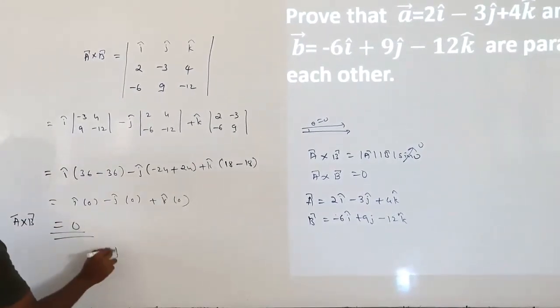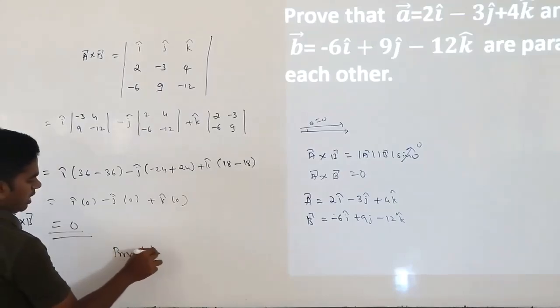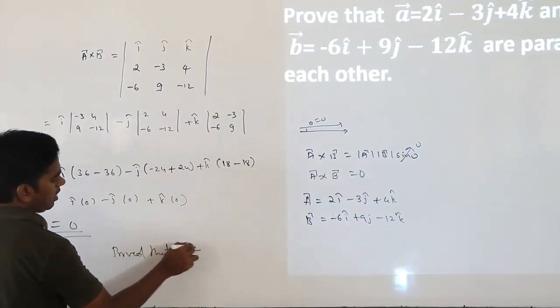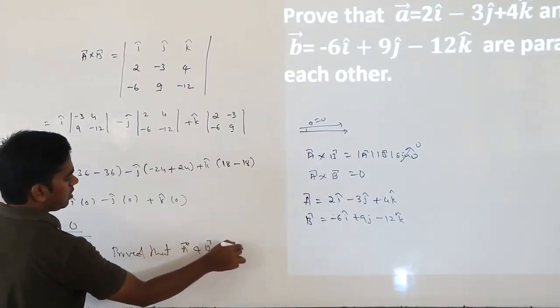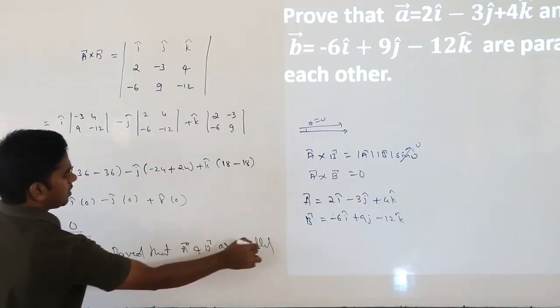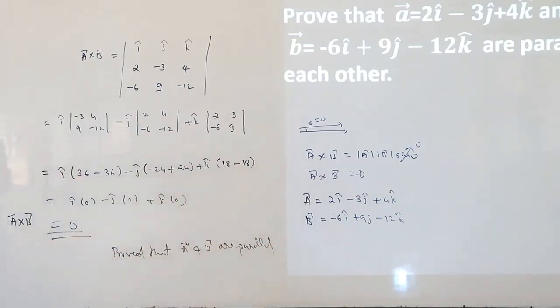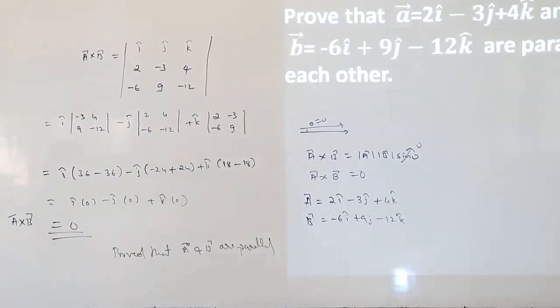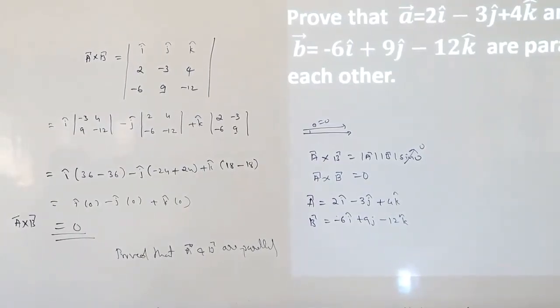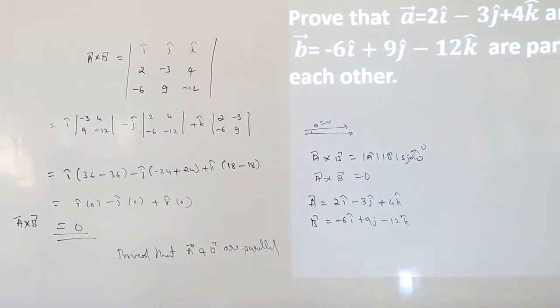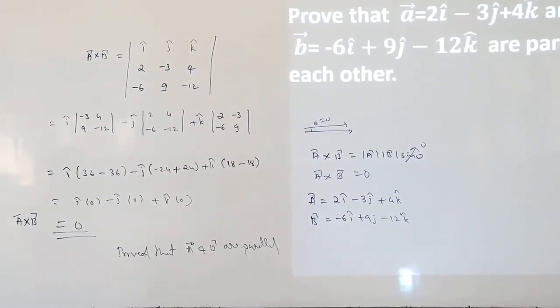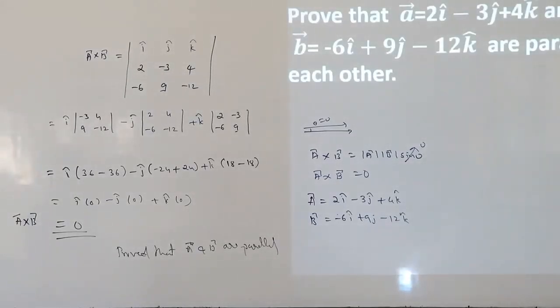This proved that vector A and B are parallel. So this is how you can prove it when two vectors are given: you can show that their cross product is 0, which indicates that they are parallel to each other. If you want to show that they are perpendicular, you have to show that their dot product is 0.